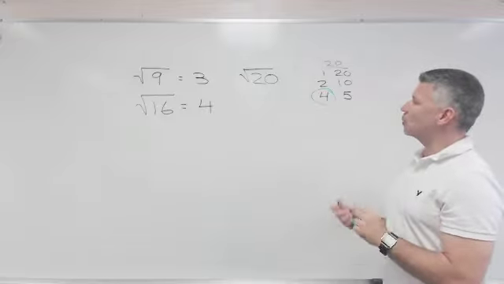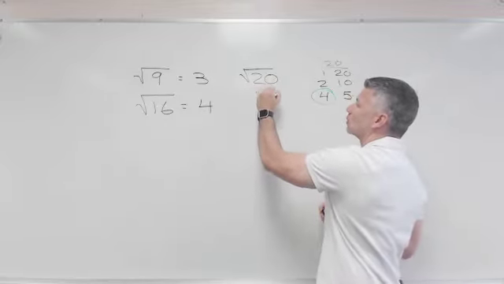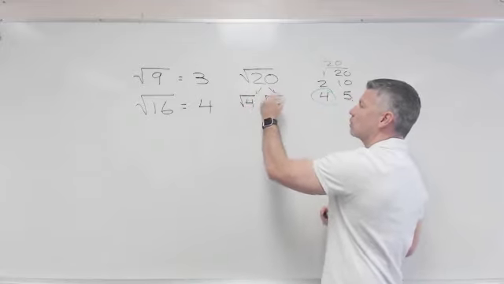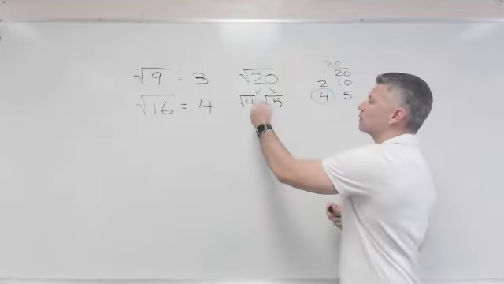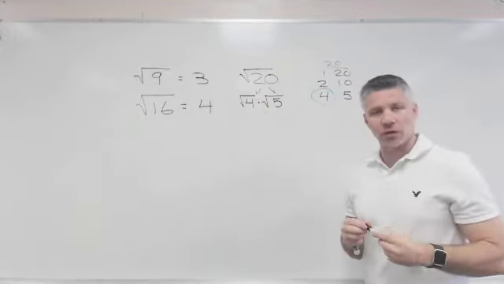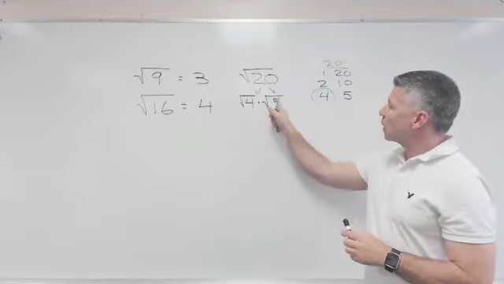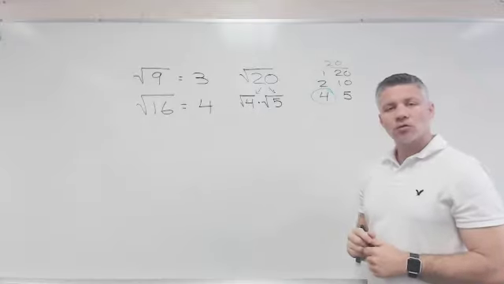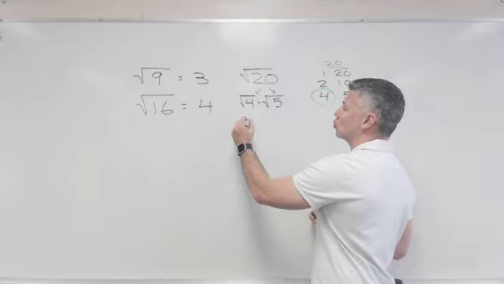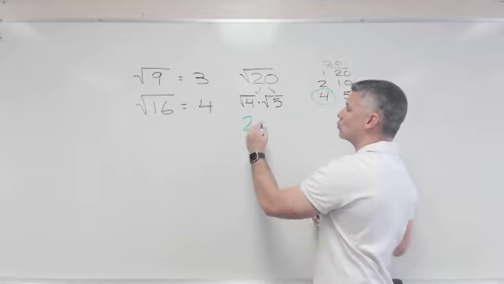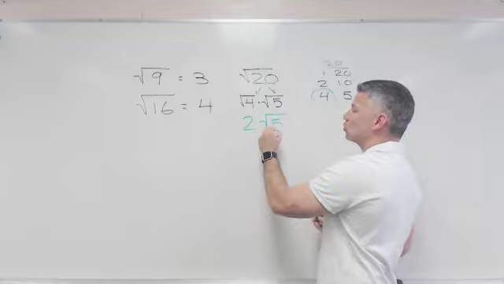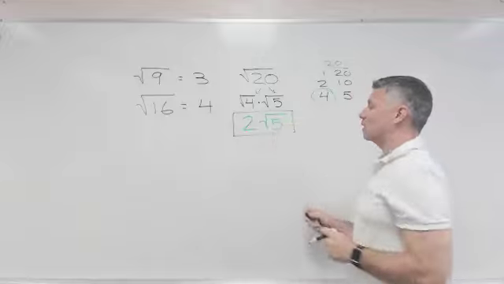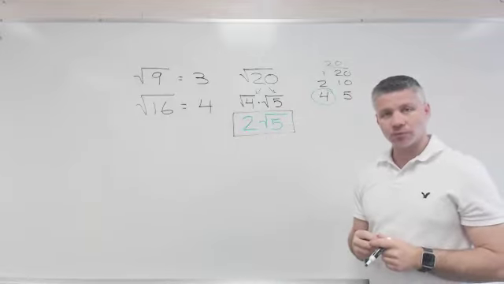The way that's going to help me is I'm going to break this apart and say the square root of 20 is the square root of 4 times the square root of 5. And I can squeeze a little multiply dot in there because 4 times 5 is 20. The whole reason I did this is because I know the square root of 4, which is just 2. So what is the square root of 20? It's 2 square roots of 5. And that is a simplified square root.